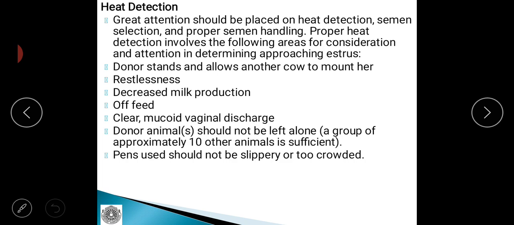Off feed, that is reduced intake of food, or completely stops. Clear mucoid vaginal discharge. Donor animal or animals should not be left alone. A group of approximately 10 other animals is sufficient. Pens used should not be slippery or too crowded, that is for collection of these embryos.